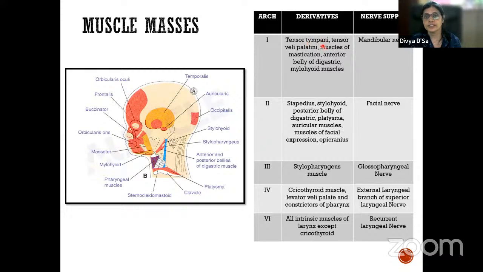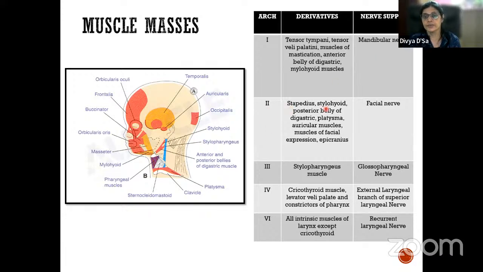So first arch is all the tensor tympani, tensor veli palatini, muscles of mastication, anterior belly of digastric, and mylohyoid muscle. Mainly the muscles of mastication and anterior belly you should remember, because they ask you in Viva. And the nerve supply is that all these muscles are supplied by the branches of mandibular nerve.